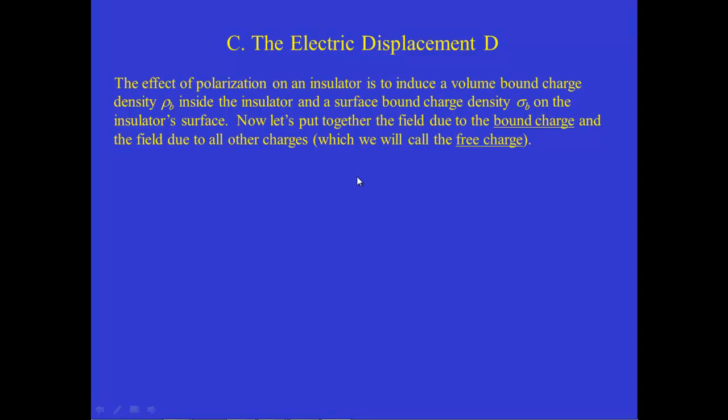So now let's put together the field due to all of the bound charge, which results from the polarization, and the field due to any other charges on the object. And these charges we will call the free charge, because they can be manipulated in the standard way using batteries and other kinds of devices.